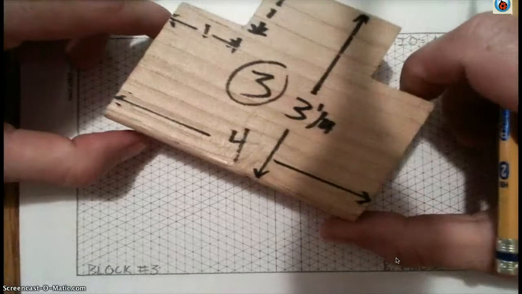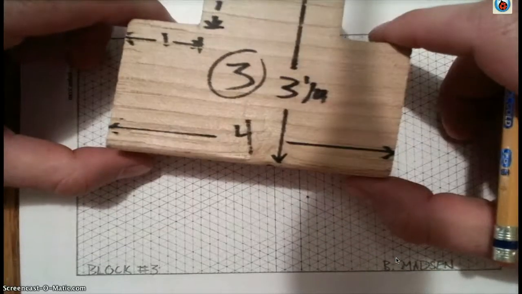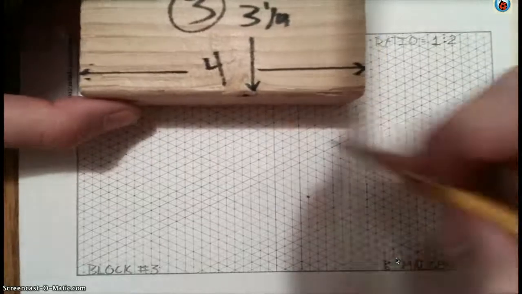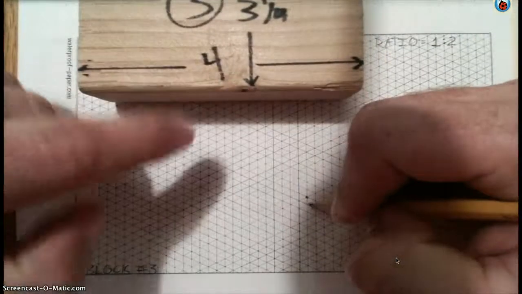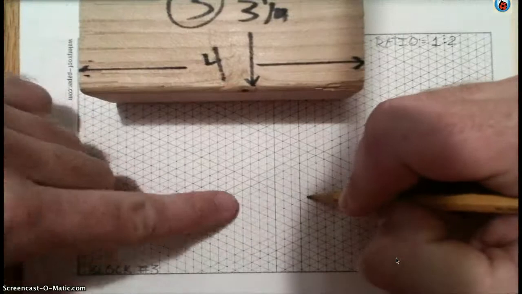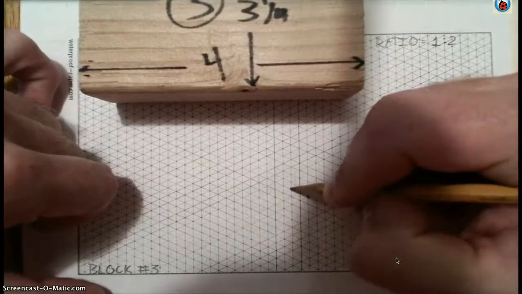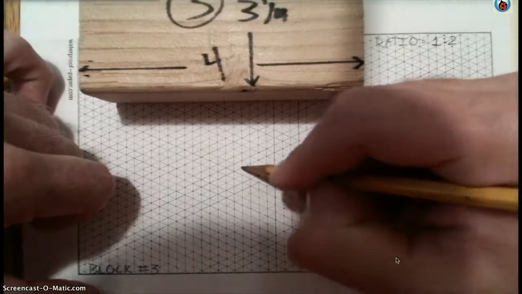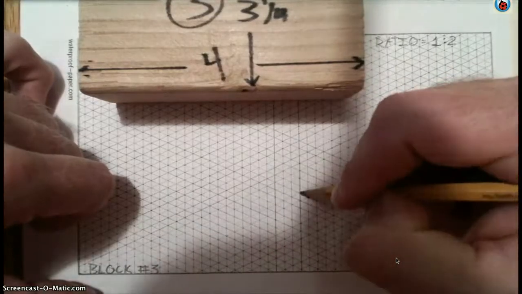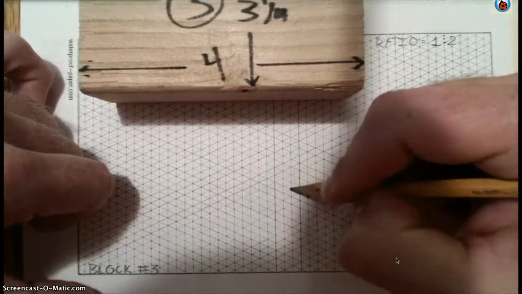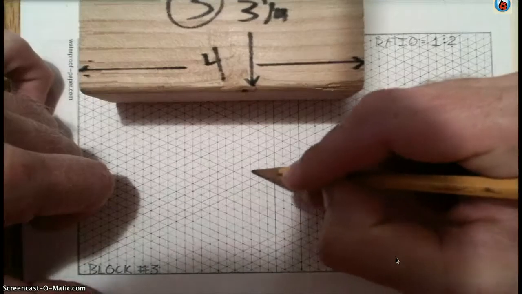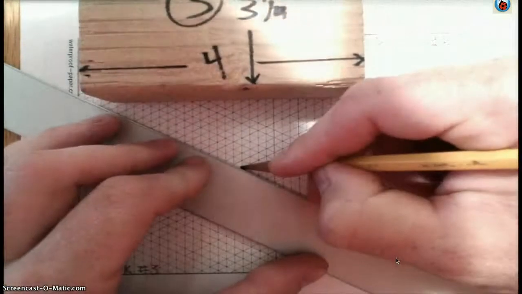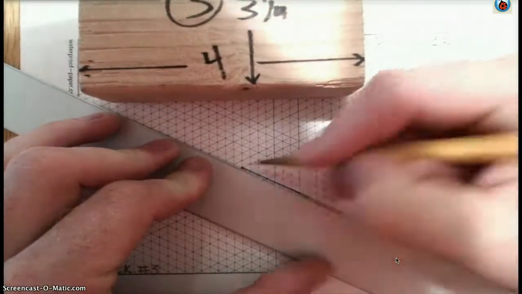I do front view first, and to do front view I use the X and the Y. So I want to show width on my X, so I'm actually going to go 8 units to get the scale right. So from here, 1, 2, 3, 4, 5, 6, 7, 8. Do that again. 1, 2, 3, 4, 5, 6, 7, 8. Draw that in. Okay.